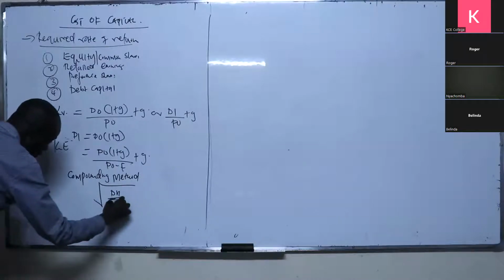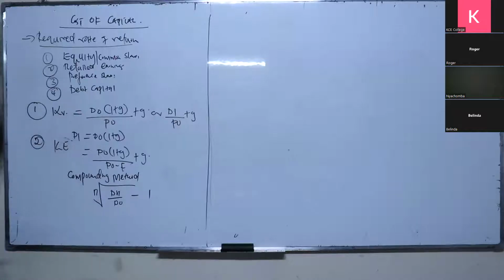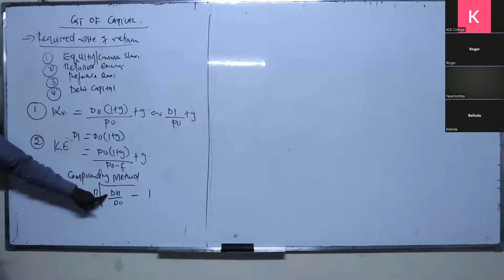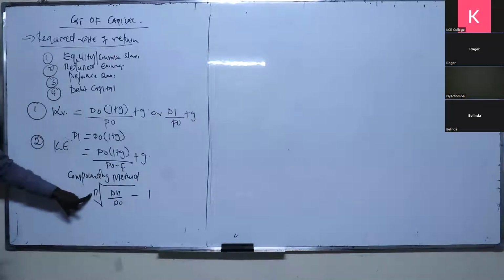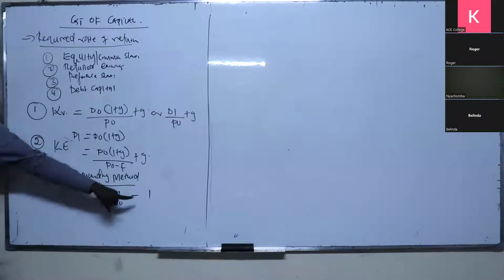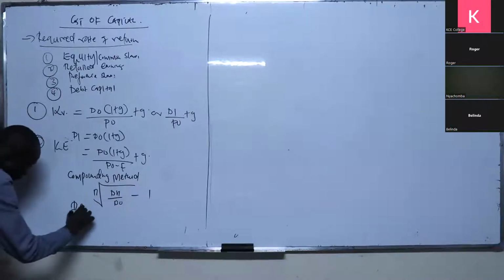Dn over D0, raised to 1 over n, minus 1. So you'll be given the earnings or the dividends as they're growing year by year. So you'll be given a list of dividends for many years, which indicates growth rate. So Dn is the current dividend. Then D0 is the previous dividend, the first dividend in the list of years of dividends you've been given. Then n is the number of years minus 1. Then minus 1. So this is the compounding method.